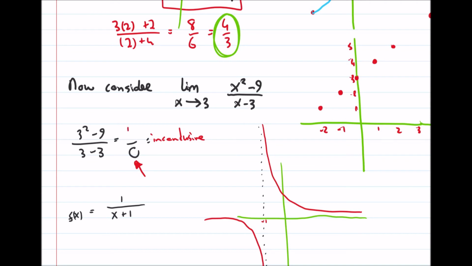It doesn't matter if we had a number up here, any number. If we have a 0 on the bottom, it's inconclusive. So what do we do? I've sketched this function over here.